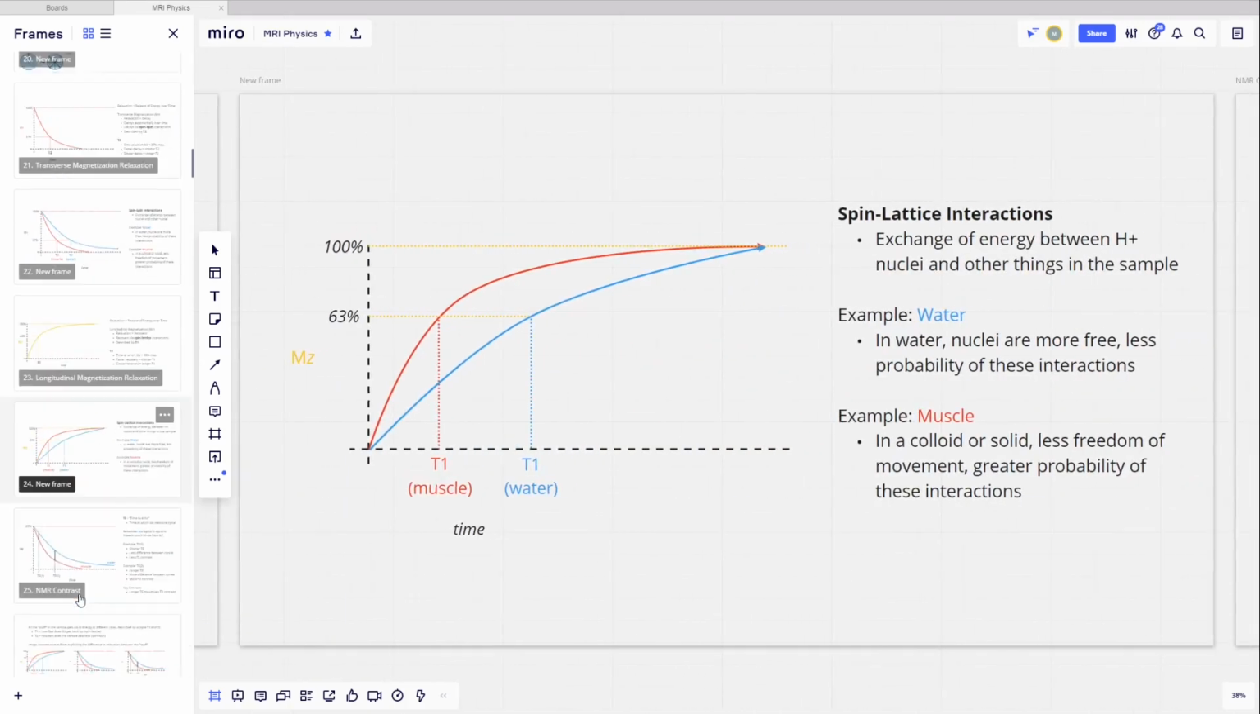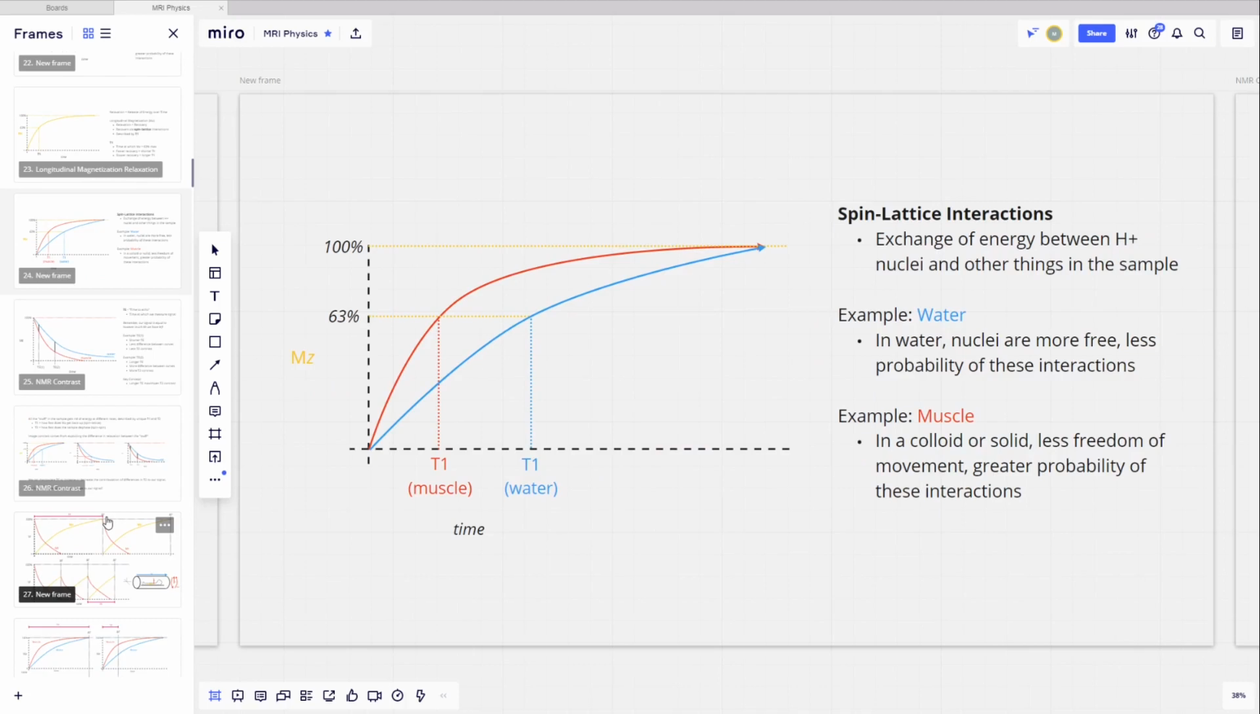So this is what we just talked about. Same idea, right? We've got muscle, we've got water. Just like there was a difference with the transverse magnetization and how fast that decayed, there's a difference on the longitudinal side with how quickly these things recover. Well, we can do water first. Water nuclei are more free, they're moving around, there's more Brownian motion, etc. So there's less probability of these water molecules interacting with the lattice. And as a result, it takes longer for them to reach the max. It takes longer for them to reach 63%. Therefore, the T1 is longer.